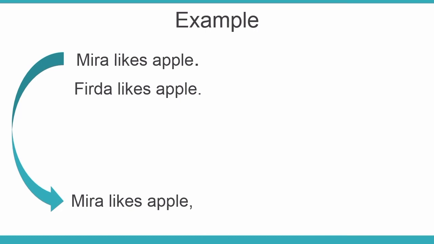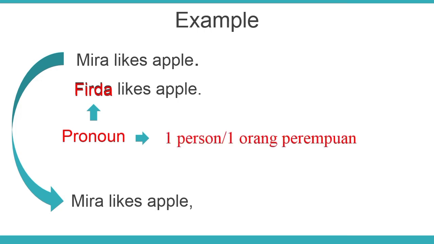Mira likes apple. Kemudian kalimat kedua, lihat pronounnya adalah Firda. Firda merupakan pronoun yang digunakan does. Kenapa? Karena satu orang atau satu orang perempuan. Nah, kemudian kita tulis, so does Firda. Jangan lupa kita gunakan so dalam kalimat positif. Lihat kalimat kedua. Kalimat kedua kita lihat pronounnya, kemudian kita bisa menggunakan do atau does.